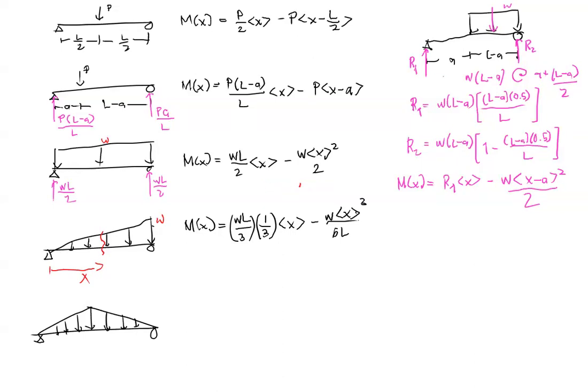And syempre, expand pa natin. Substitute natin yung R1. Haba nito. W L minus a squared over 2L times x minus W x minus a squared over 2. Yan lang naman siya. Ito yung moment function mo.